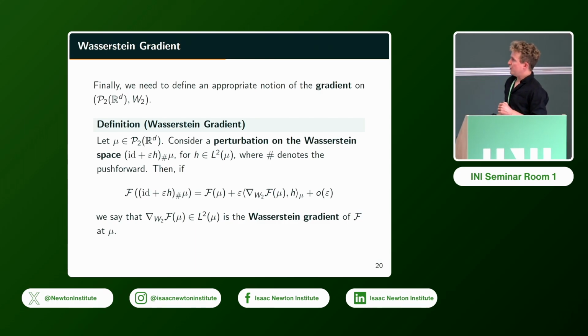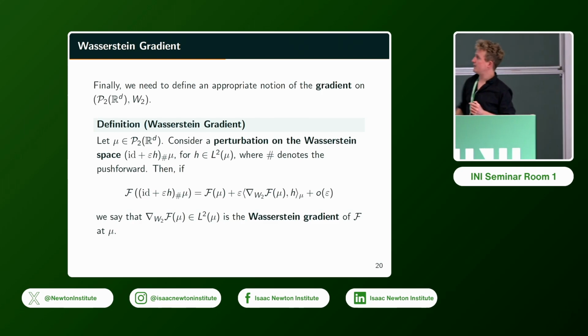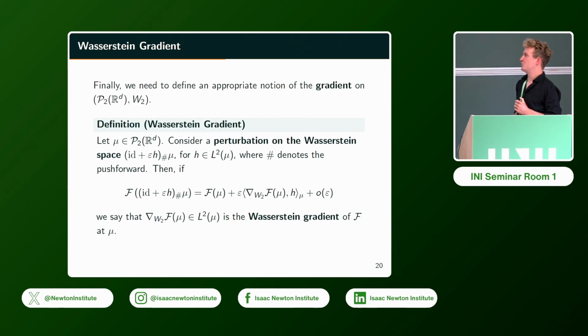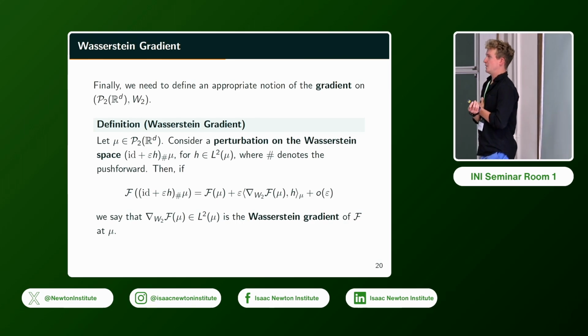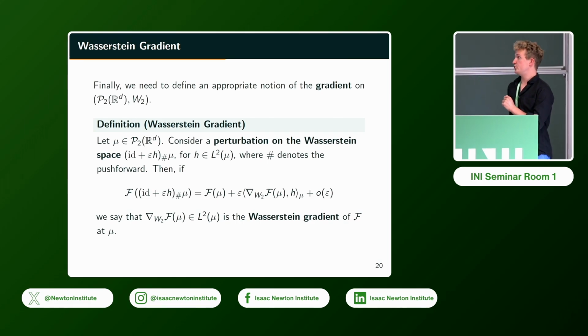Then if we look at the Taylor expansion of f evaluated at this thing, we're just going to identify the Wasserstein gradient as the first order term which appears in this expansion. And this essentially is going to be a vector field which belongs to L2 of mu.